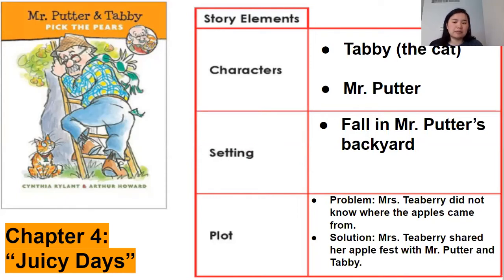Plot. Problem, Mrs. T-Berry, his neighbor, did not know where the apples came from. But the solution, Mrs. T-Berry shared her apple feast with Mr. Putter and Tabby, or her apple fest. She made a big apple party, essentially with all the goodies, the apple goodies. She made the beverage of apple cider. She made some food and goodie treats, turnovers. They're very delicious. And now let's continue.